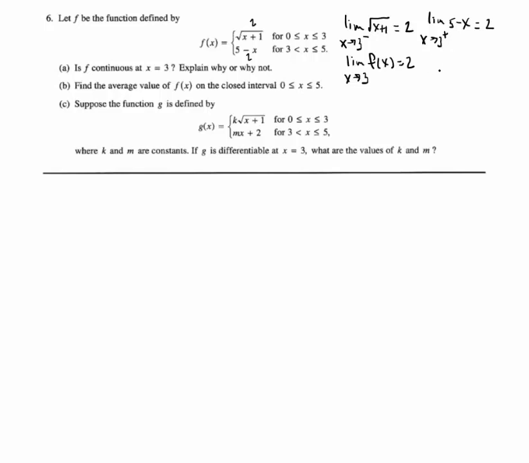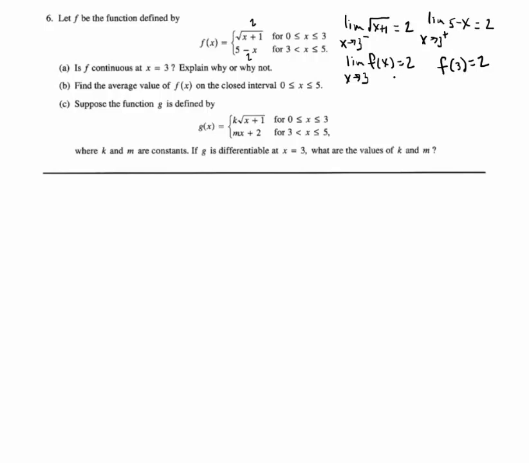The second thing I need to show is the function is defined at that point, which in this case is 3. So f of 3 equals, well, because x equals 3 belongs to the top piece, technically I'm plugging into this one. So 3 plus 1 is 4, and the square root of 4 gives you 2. So I can write f of 3 is equal to 2. That's the second thing they need to see.